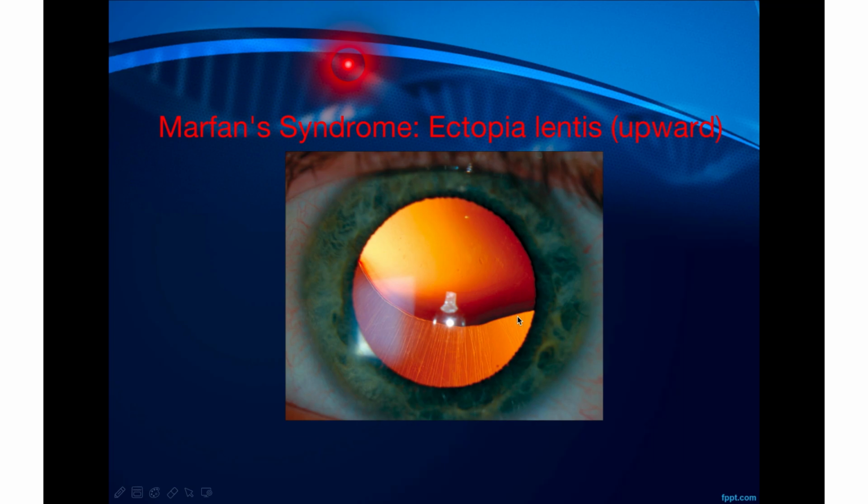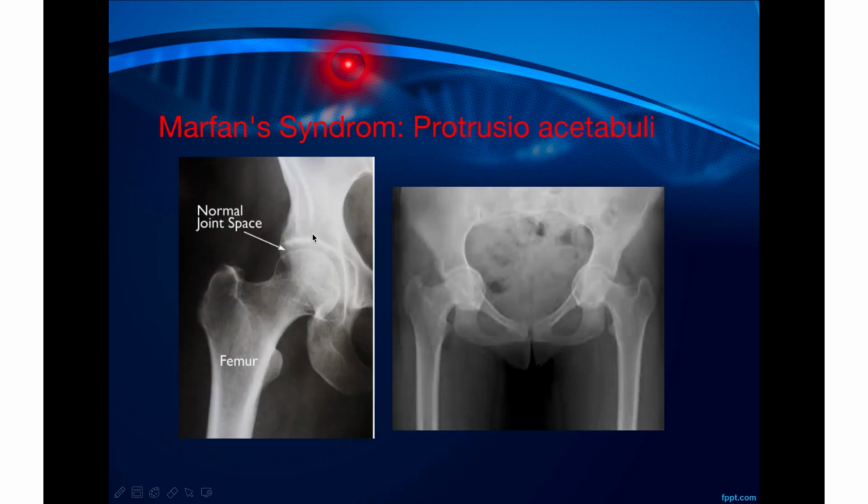And next we're going to look at the protrusio acetabuli. Usually in normal joints we have a space between the head of the femur and the acetabulum. We could see that there's a normal joint space, but over here, due to the protrusion of the hip, you can't see it. It's usually totally obliterated here, and we can't see it on the hip of the patient.